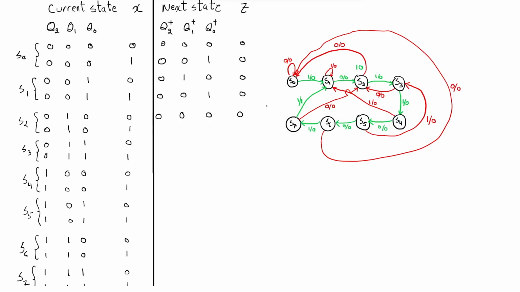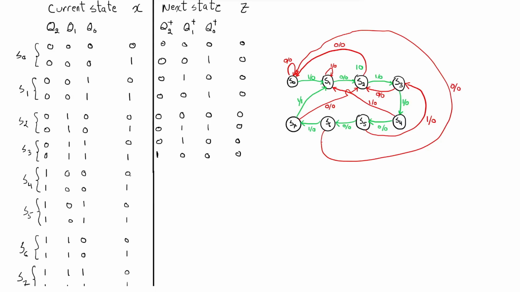If we are at S2 and we enter 1, we go to S3, S3 is 0, 1, 1. Next, if we are at S3 and we enter 0, we go back to S2, S2 is 0, 1, 0, and the output is 0. If we are at S3 and we enter 1, we go to the next state, S4, S4 is 1, 0, 0, and the output is 0.